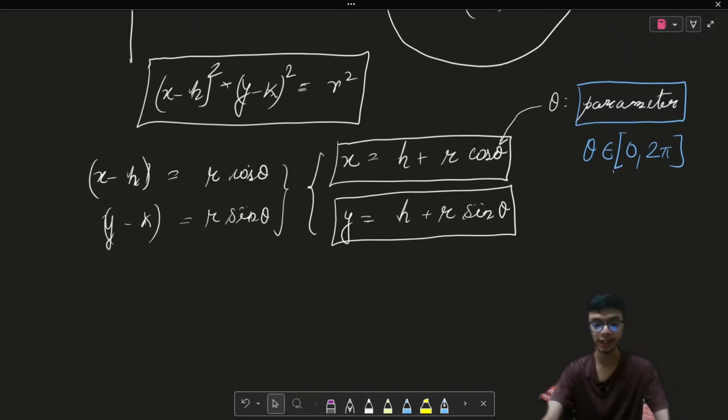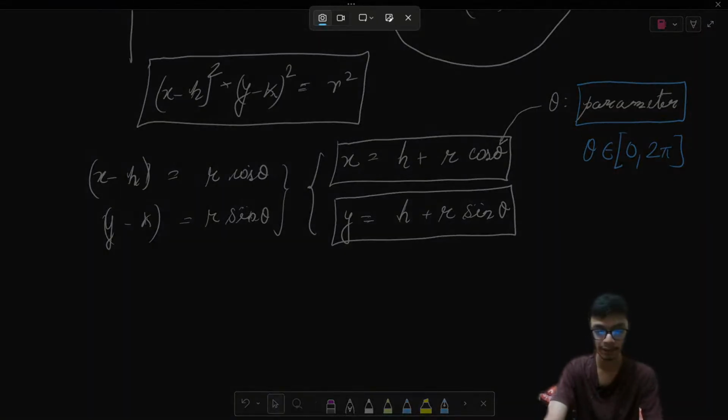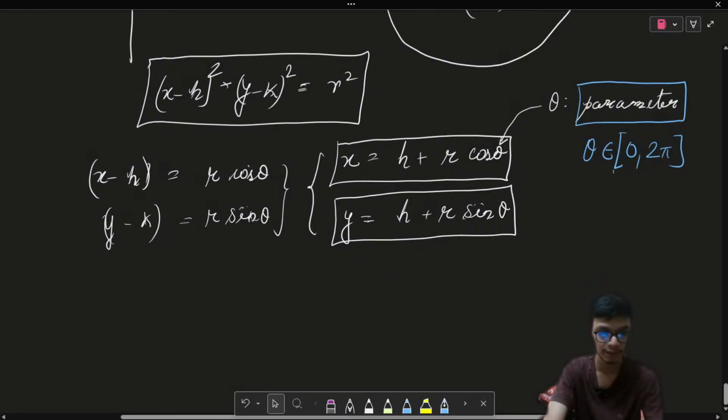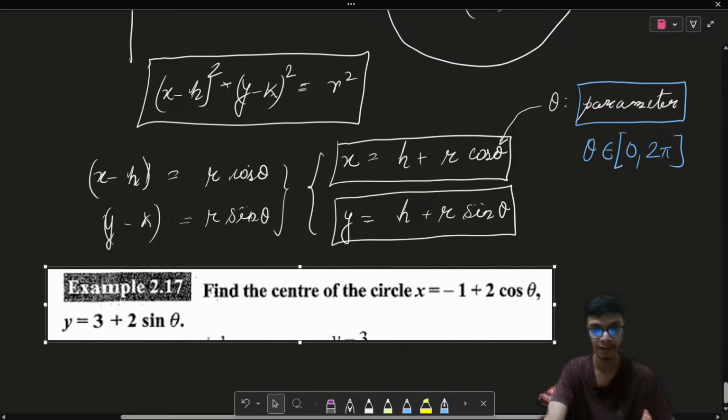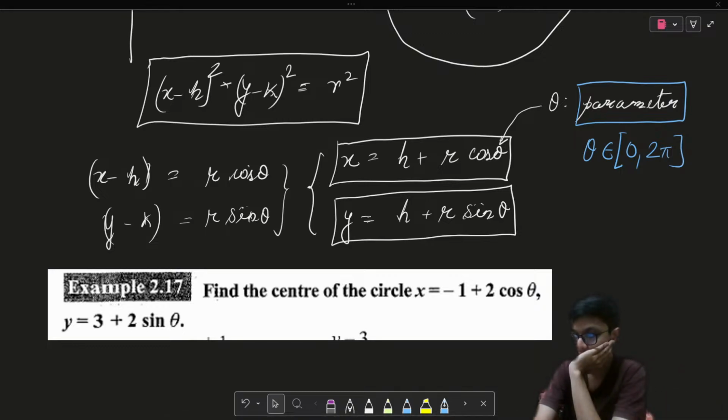So let us quickly look into one simple problem to see if we understood this particular result. Here the question says that if I give you a parametric equation of a circle like this, can you find out what the center of the circle is? This is a very straightforward problem, so please try to solve it and let me know the answer. Please quickly solve this problem and tell me the answer.